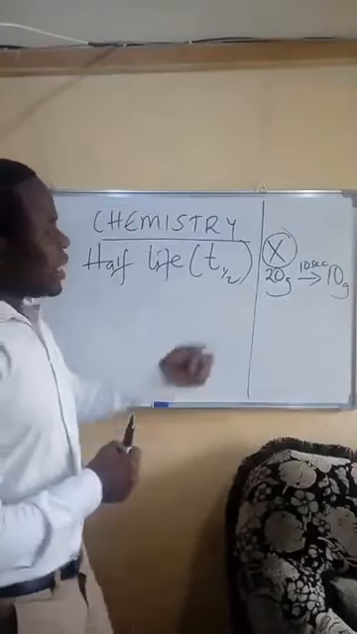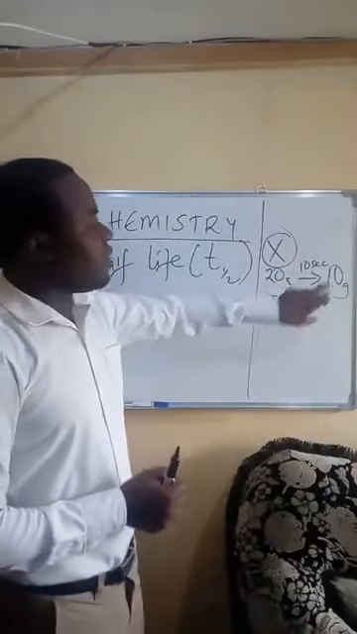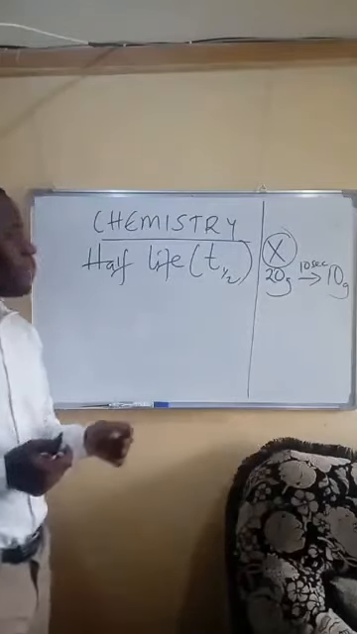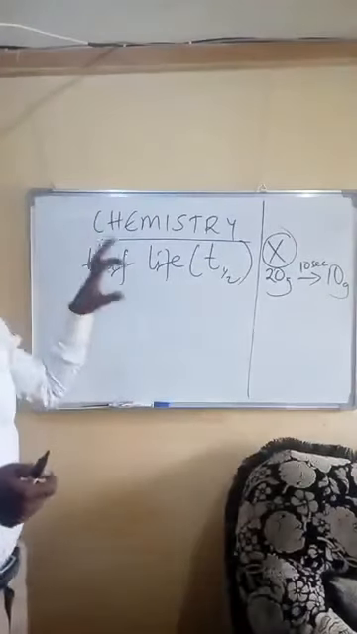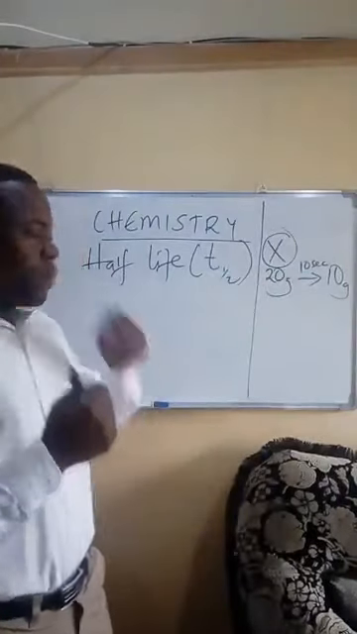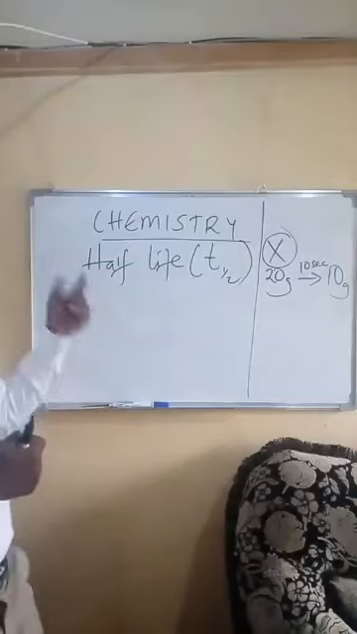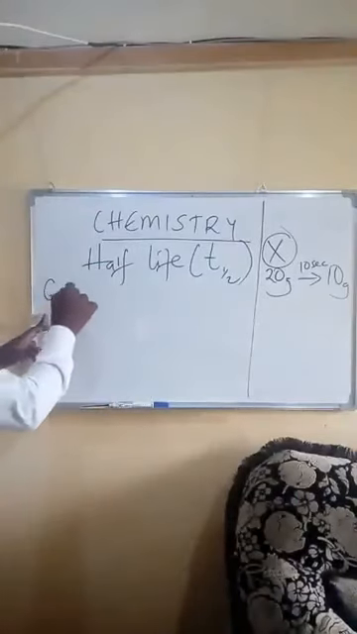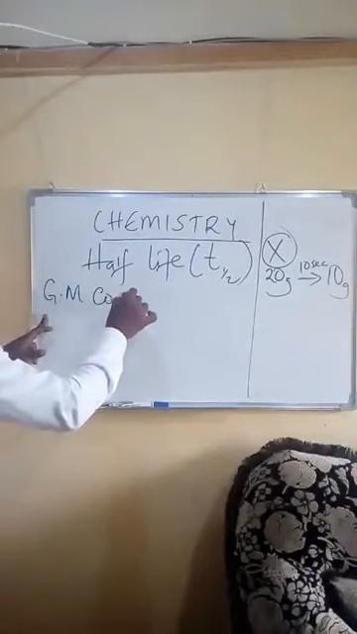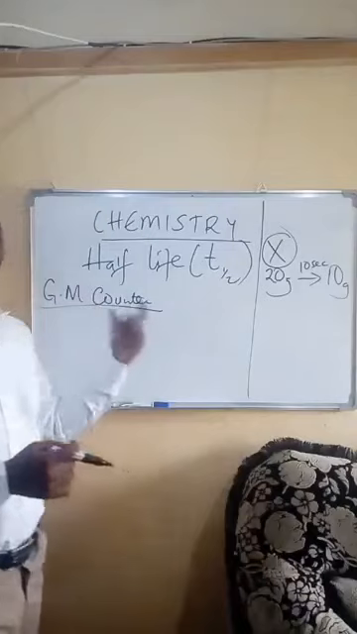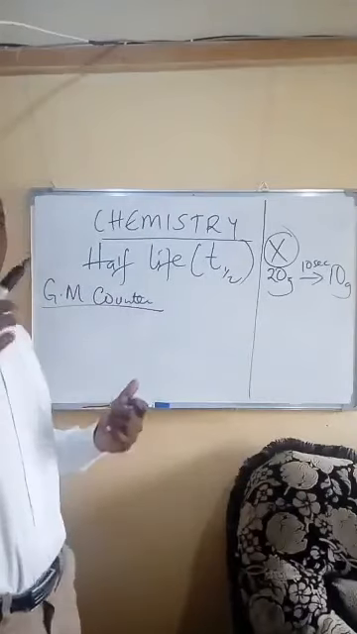So the time taken for this one to decay so that we only have 10 remaining, then is called the half-life. Now, I was saying that there is also a different way in which half-life could be expressed. We have said that radioactivity is measured using an instrument that we call a GM counter. A GM counter records the activity per unit time.